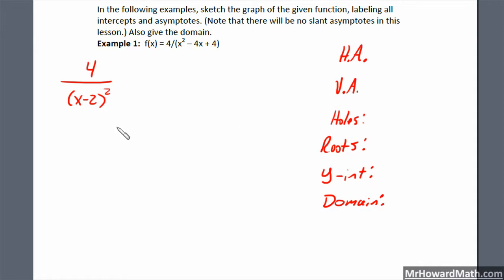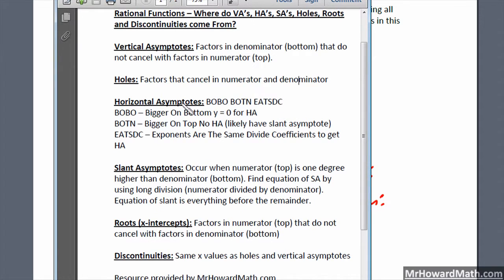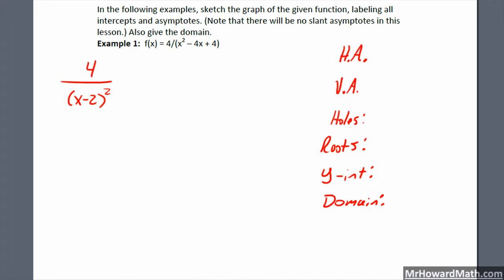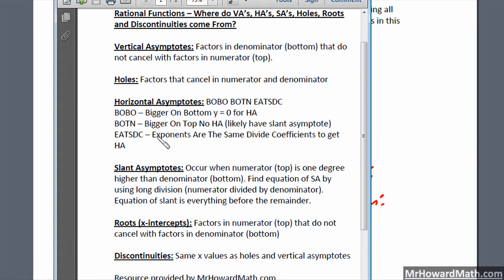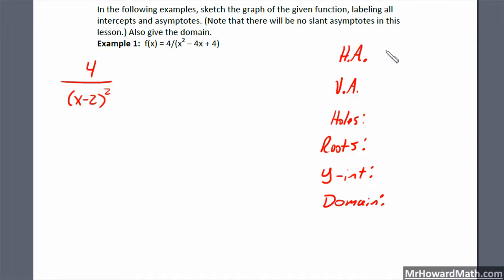Alright, so horizontal asymptotes, we'll go to our list. Horizontal asymptotes, we're using BOBO BOTN EATSDC. You can go back to previous videos to have a discussion on that from our lesson on horizontal asymptotes. I believe that was lesson 3 in this unit. So this one is bigger on bottom, so that would be this part, bigger on bottom. Our horizontal asymptote is just y equals 0, so that's easy. Horizontal asymptote, y equals 0.